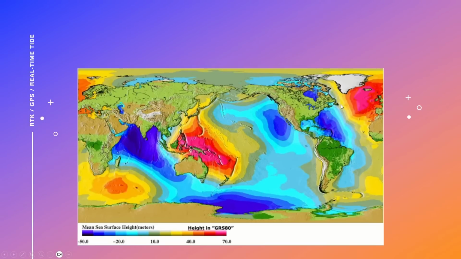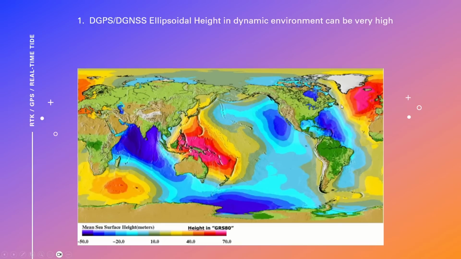Now there are some disadvantages. DGPS, DGNSS ellipsoidal height in dynamic environment can be very high. You should have a calibrated motion sensor, calibrated DGPS receiver, and also calibrated gyro compass.